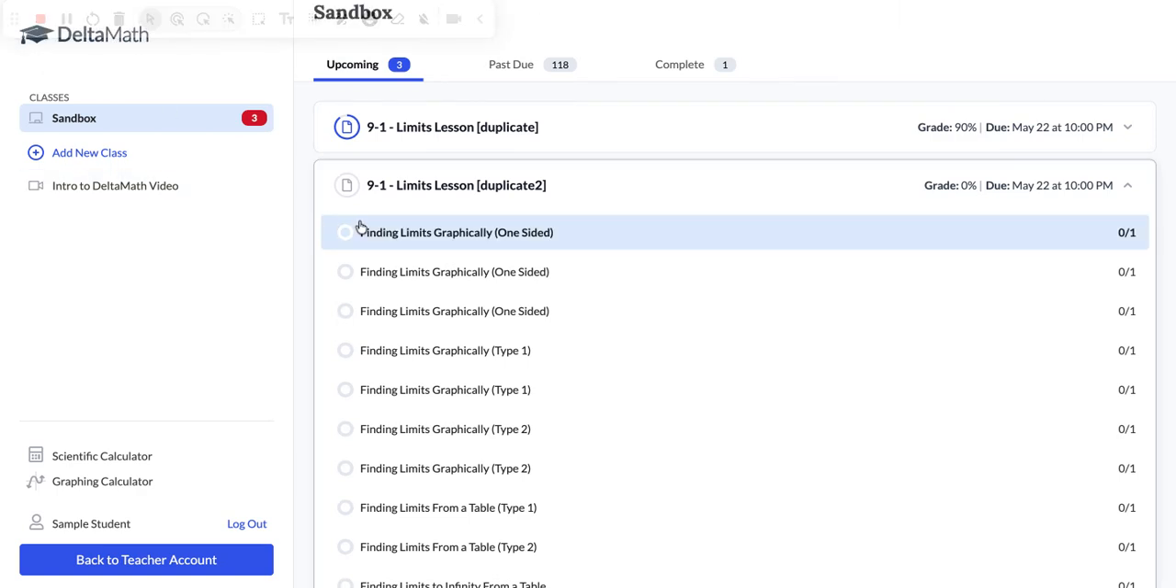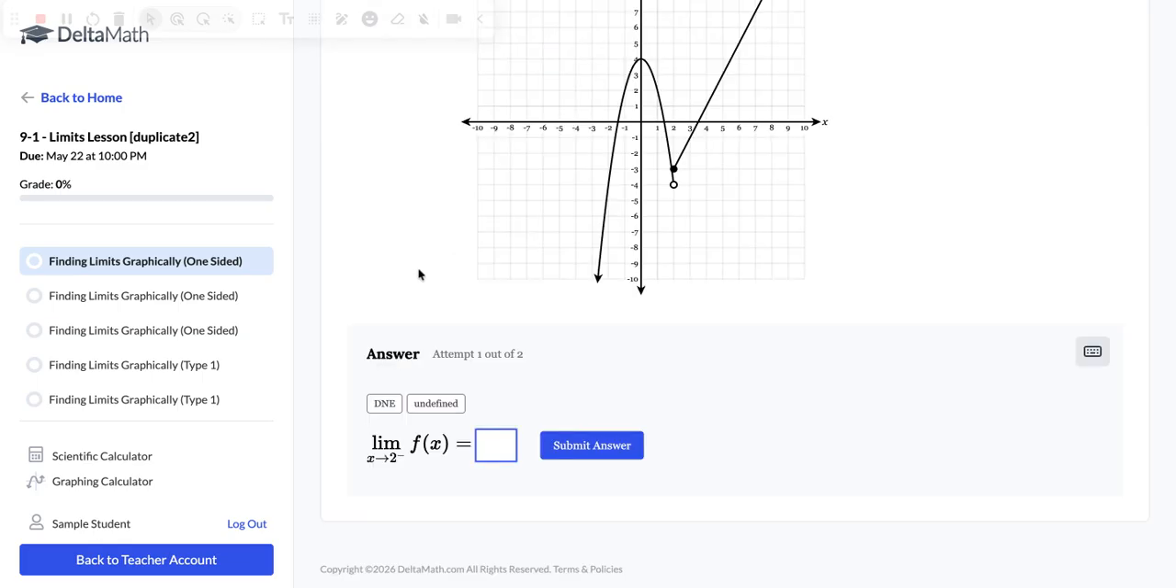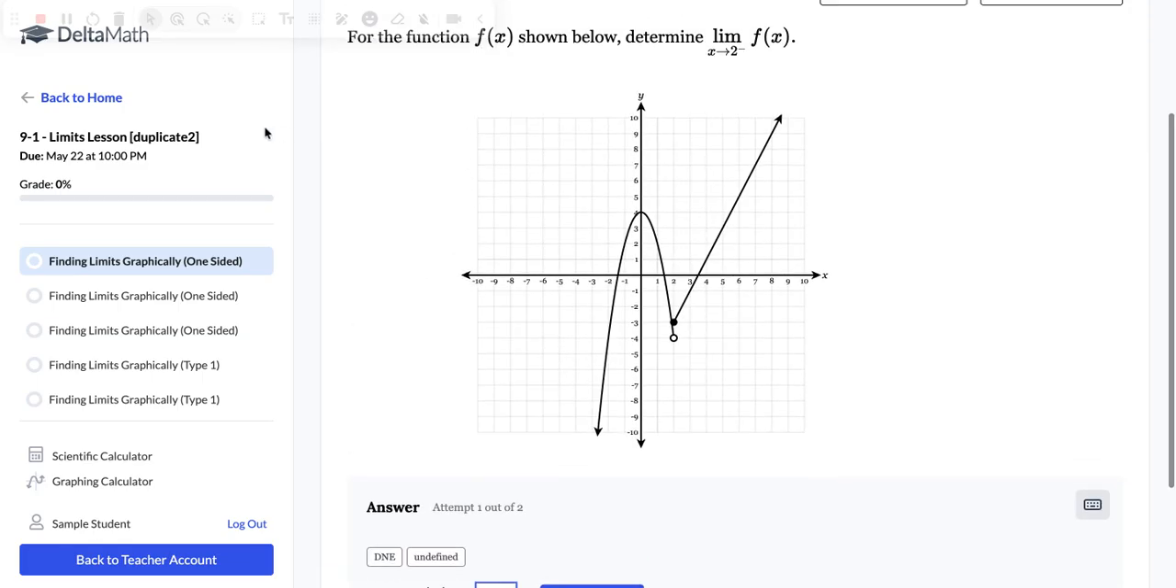Okay, let's talk about limits. This is limits lesson 9.1. All right, here's how to say this. The limit as x approaches 2 from the left of f of x.